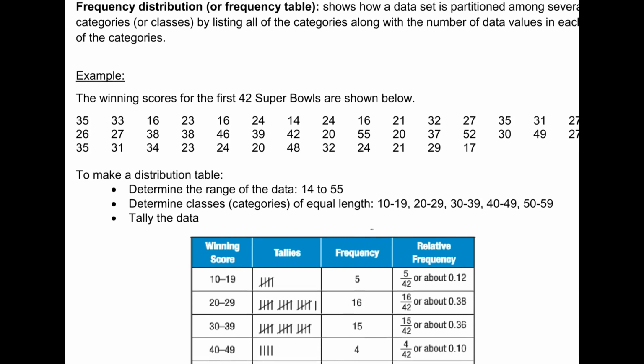Frequency distribution, or a frequency table, shows how a data set is partitioned among several categories or classes by listing all the categories along with the number of.